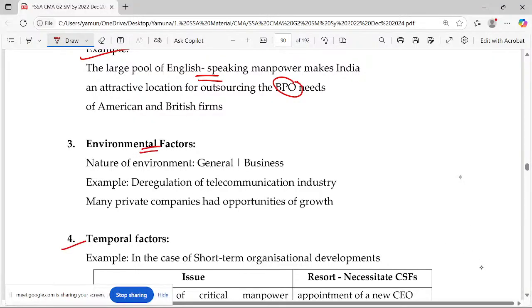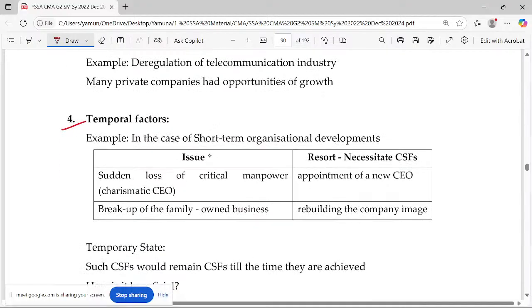Then fourth one, temporal factors. So in the case of short organizational developments, sudden loss of critical manpower, how are you going to handle it? Breakup with the family-owned business, you have to rebuild the company image.